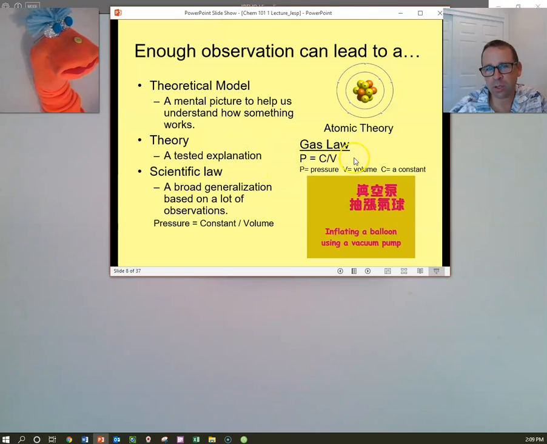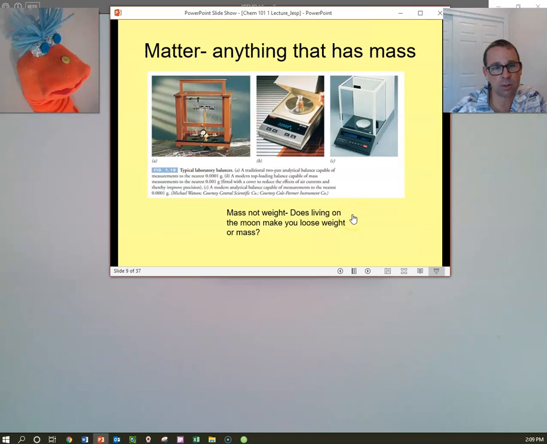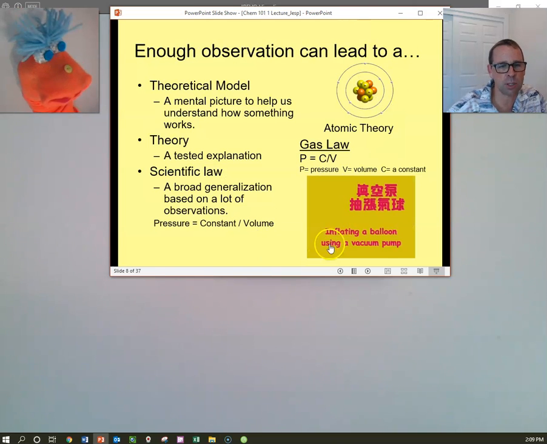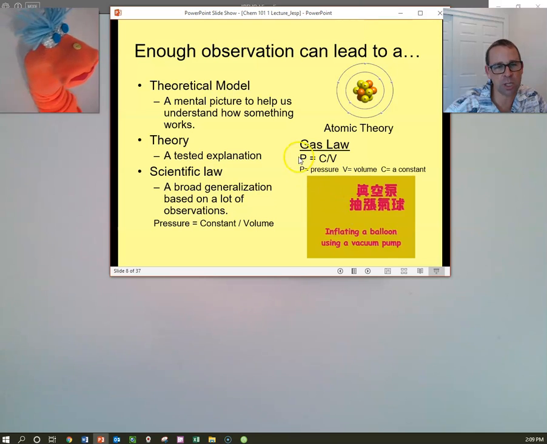An example of a scientific law right here: we have the pressure of a gas compared to the volume of the gas. It doesn't look like that video is working there. But in this video, you can see a balloon inflating in the presence of a vacuum. If you take a balloon and put it in a vacuum, the balloon will inflate because there's a relationship between the volume of the balloon and the pressure. We'll talk about that in chapter 11 as we move forward.